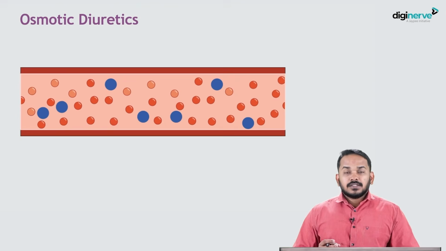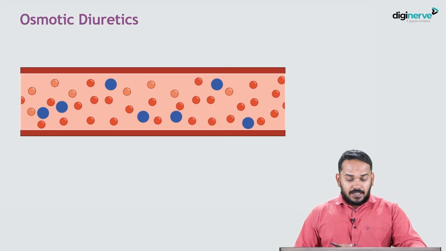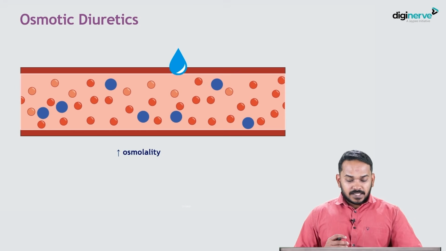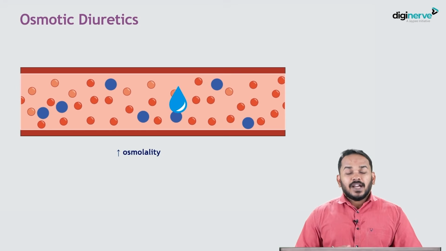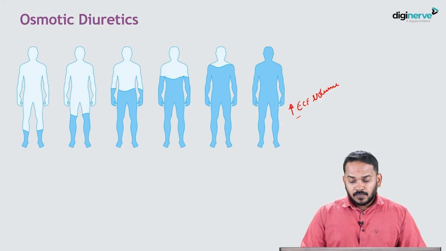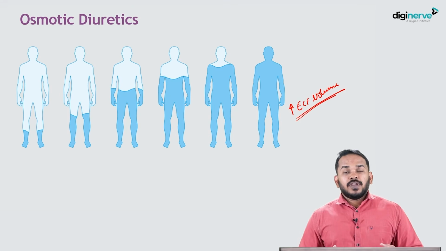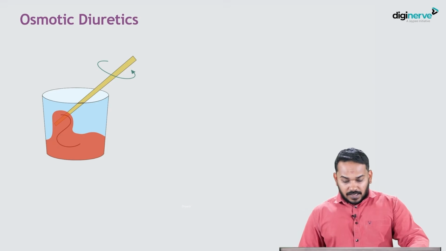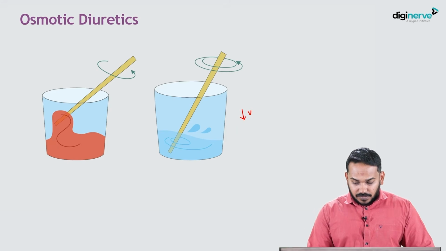When you are administering osmotic diuretics, these agents have a very high osmolality. So when these agents are administered, they will increase the osmolality of the plasma. This will result in movement of fluid from the extravascular compartment into the vascular compartment. This will increase the extracellular fluid volume, because more fluid is moving into the vascular compartment from the intracellular compartment. So this will reduce the viscosity of blood.